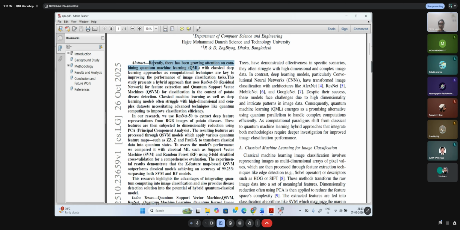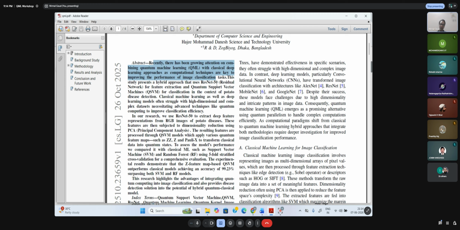Recently, there has been growing attention on combining quantum machine learning with classical deep learning approaches as a computational technique, as a key to improving the performance of image classification tasks. Boss, image classification is already improved. Now, many people are claiming we got 98 and 99% accuracy. Anyways, we need to do something else.